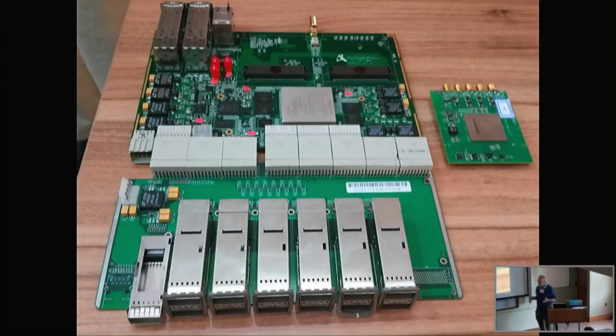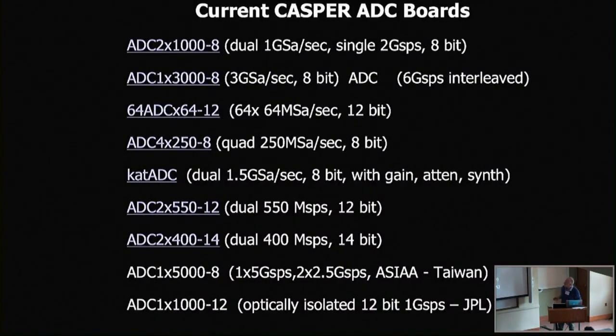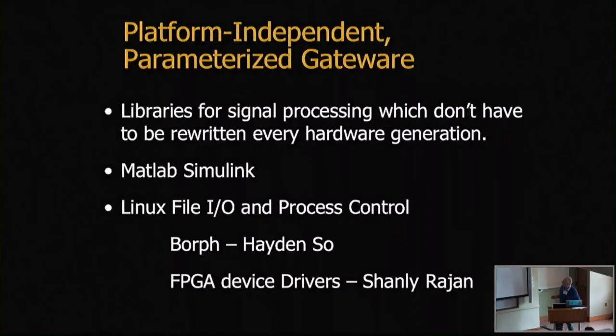It turns out in radio astronomy, a lot of times you're not limited by how much computation you can do. You're limited by just moving all the data around. Sometimes you have terabits per second. So you find a lot of these boards have a lot of Ethernet ports on them. And there are a lot of ADC boards. This is an example of one that I think is a 16 input board.